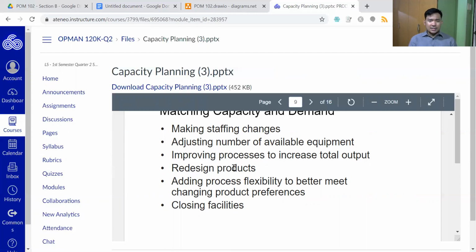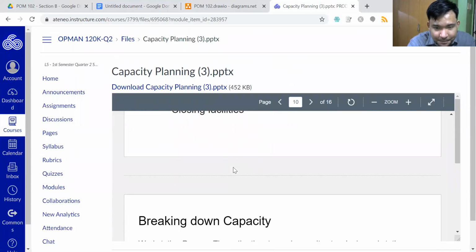Next is adding process flexibility to better meet changing product preferences. Process flexibility means that you're able to change the product features relatively quickly. We'll discuss more of this later on. Next is closing facilities. Obviously, if you close a facility, you decrease your capacity. You're basically turning off the whole facility.